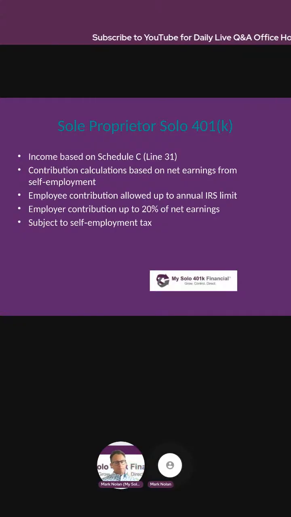Once you plug that figure in and the calculator reduces that amount by 1/2 of self-employment income tax, then for tax year 2026, for example, you're going to be able to make employee contributions to the solo 401k, as well as employer contributions. You can also make what's referred to as voluntary after-tax solo 401k contributions as well.